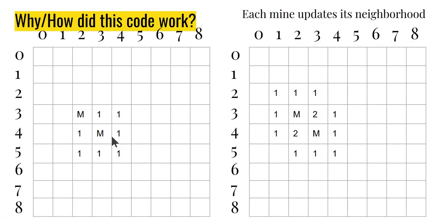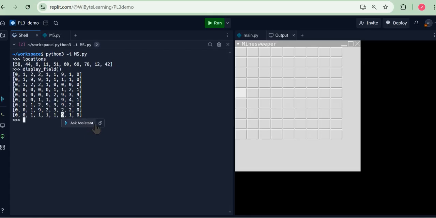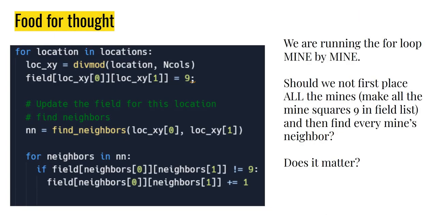Now, seeing this in the reference of this diagram, what I'm trying to say is that it's possible that when I'm running the code for this mine, this mine has not yet been placed, which means that this square will become a 1. The question then is, does it matter? So you might wonder, should we not first place all the mines, which means make all the mine squares 9 in the field list, and then do a search of neighbors, which means that in coding terms, do a for loop here, and do another for loop, a new one, to test for this condition.